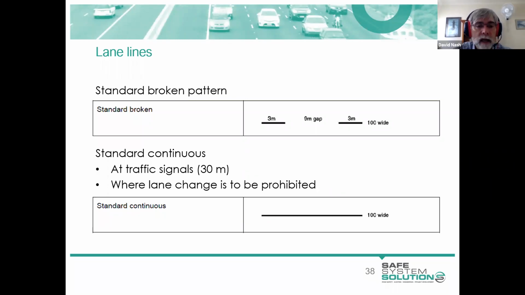So if it's a continuous line, then it prevents lane changing. And for instance, we provide the 30 metre continuous line on the approach to a stop line or a give way line that we discussed before, and also on the approach to traffic signals.